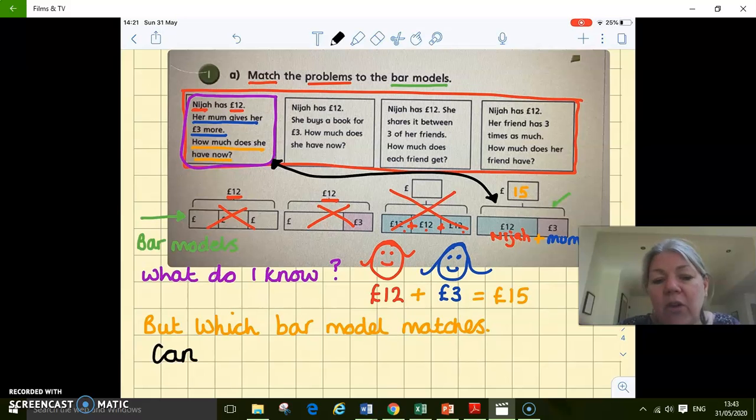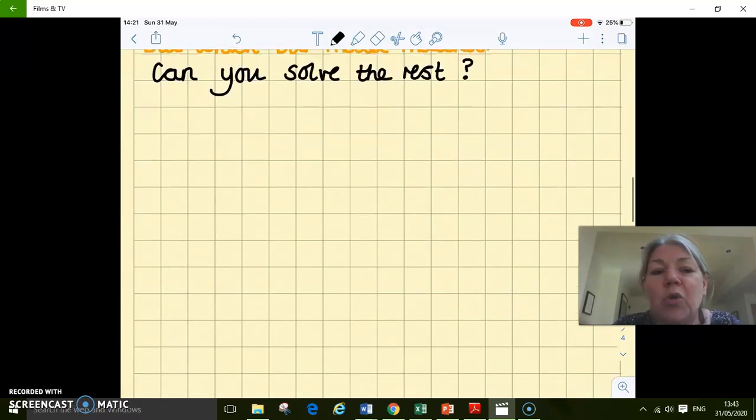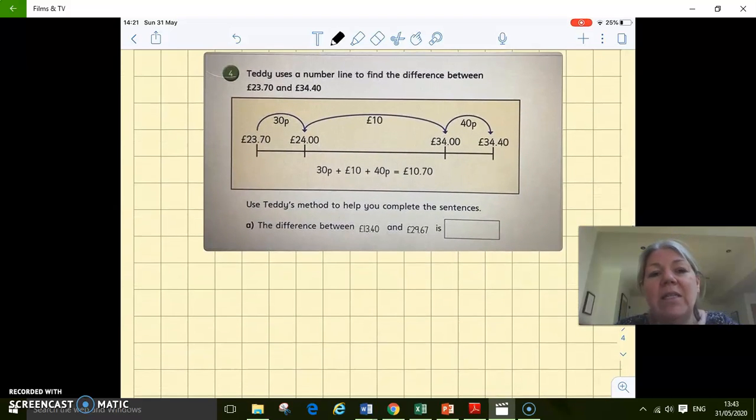So I went through and I rejected the first 2 because their total was £12 and I knew mine was 15. Can you solve the rest? I'm going to leave you to think about that because that's definitely one of the questions on your sheet for today. Right, we're going to move on and we're going to have a look at Teddy with his number line.